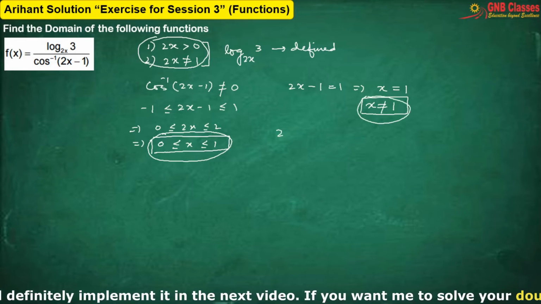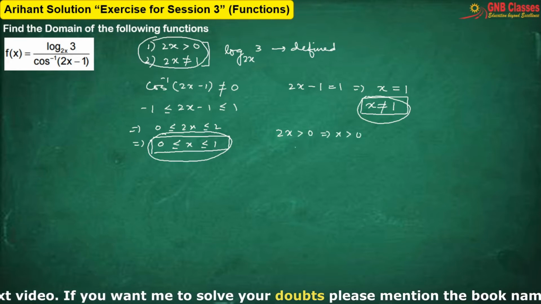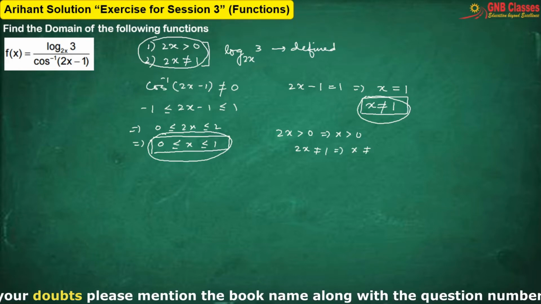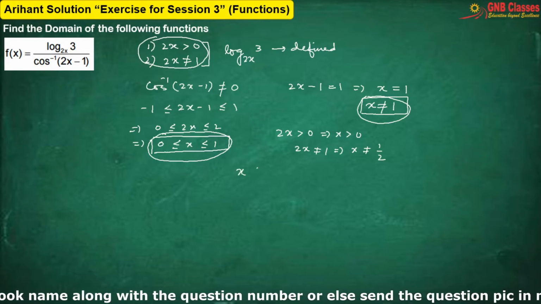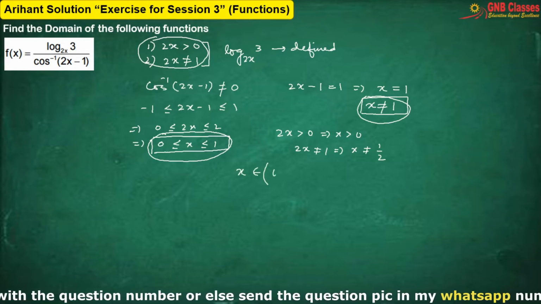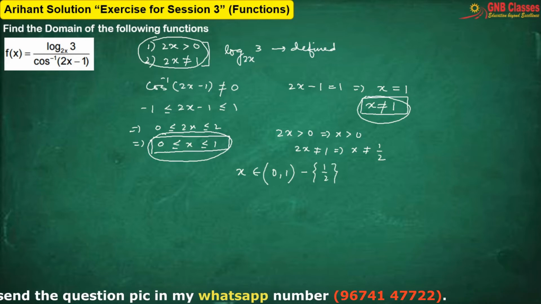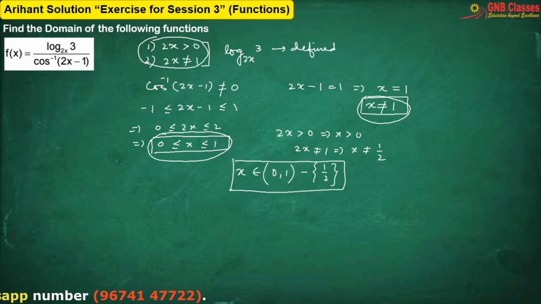Now, 2x is greater than 0 implies x is greater than 0, and 2x not equal to 1 implies x is not equal to half, right? Therefore, my required domain will be x belongs to (0, 1) except half. Is it clear? So that is the required domain for this given function. Is it clear to all of you? Let us move to the next problem.